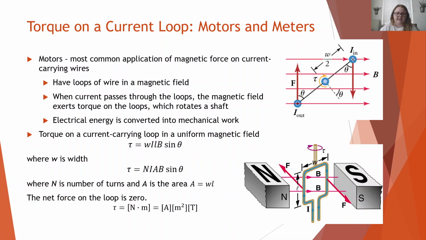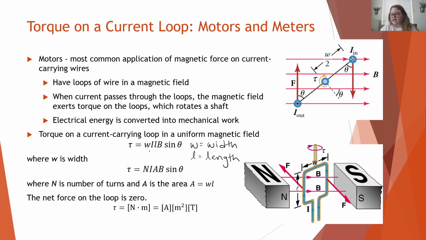I'm going to go ahead and rewrite this. W is the width, L is the length, I we know is the current, B we know is the magnetic field strength.